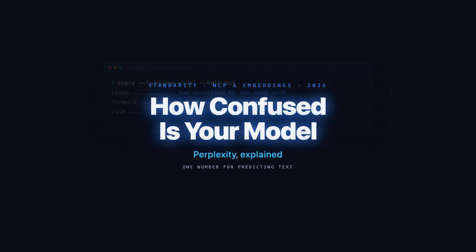And beautifully, it falls straight out of the very loss the model was trained to minimize. But that tidy number hides a few sharp caveats worth knowing. Let's break it down.